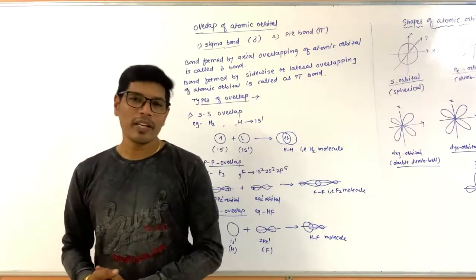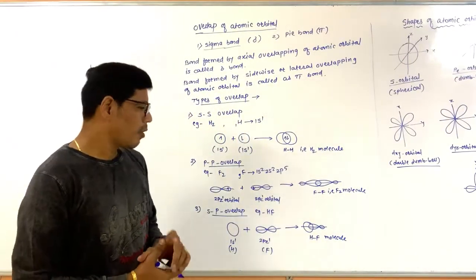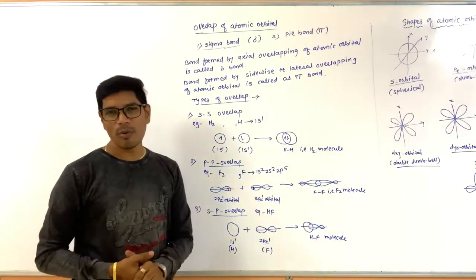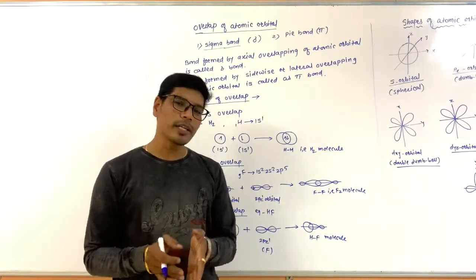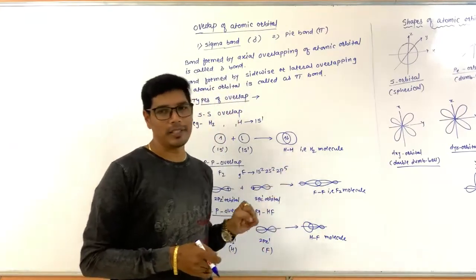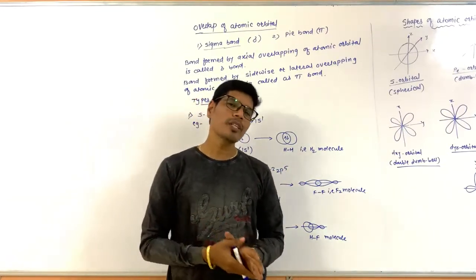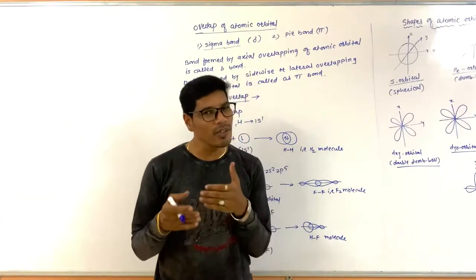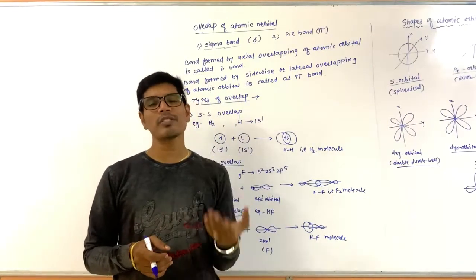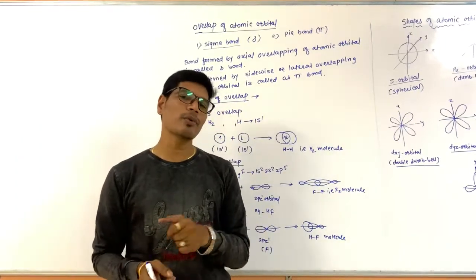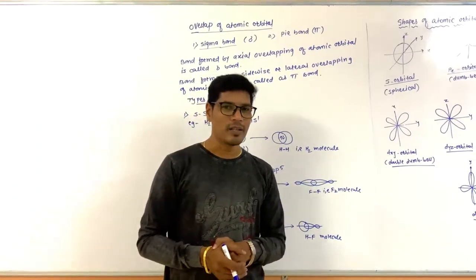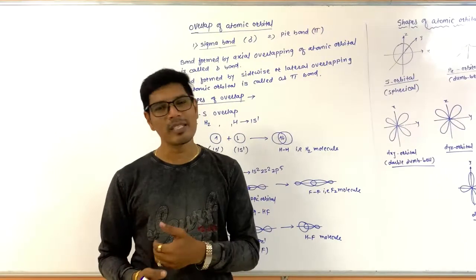Formation of bond can be explained on the basis of overlapping of atomic orbitals. How these atomic orbitals overlap with each other, and according to that, there is the formation of the bond. Strength of the bond depends on the extent of overlapping. More is the overlapping of atomic orbitals, stronger will be the bond. That means bond strength simply depends upon the extent of overlapping. More is the overlapping, more is the strength of bond.